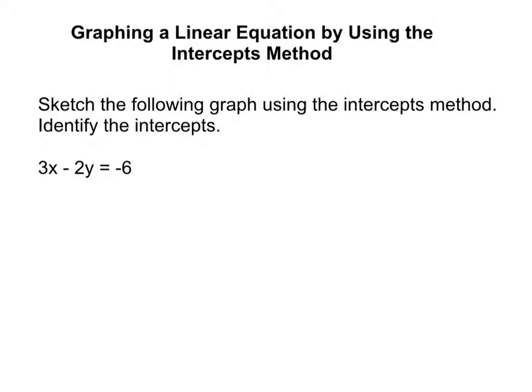Graphing a linear equation by using the intercepts method. Sketch the following graph using the intercepts method. Identify the intercepts. 3x minus 2y equals negative 6. Now make sure you understand what method is asked of you.